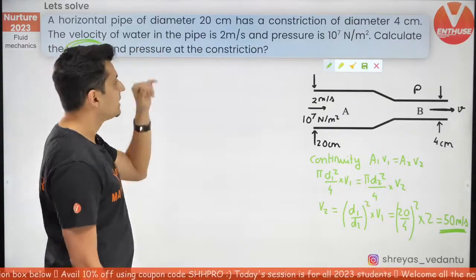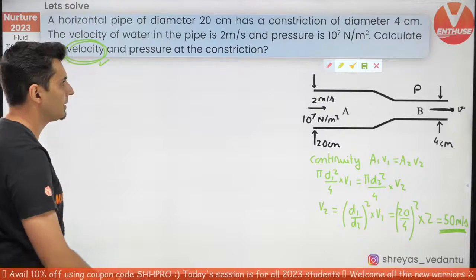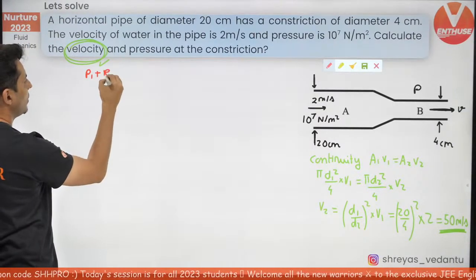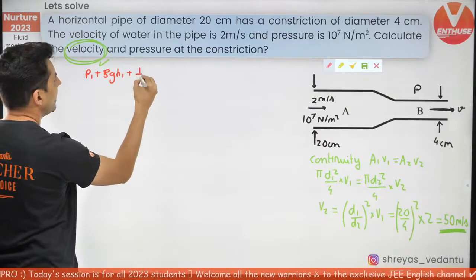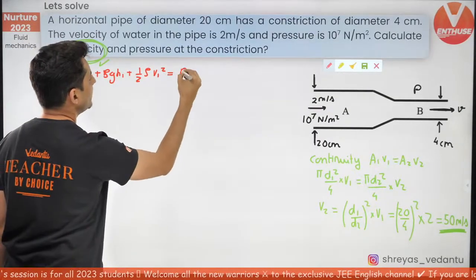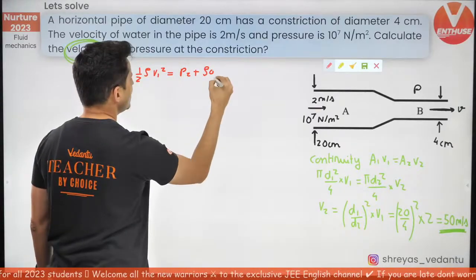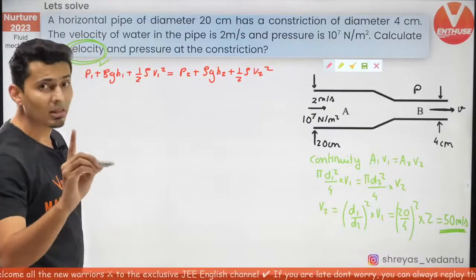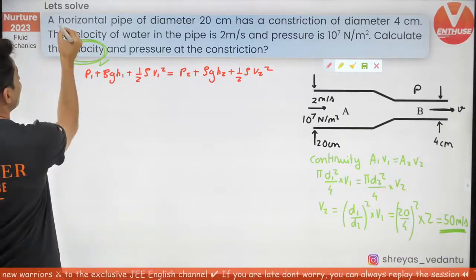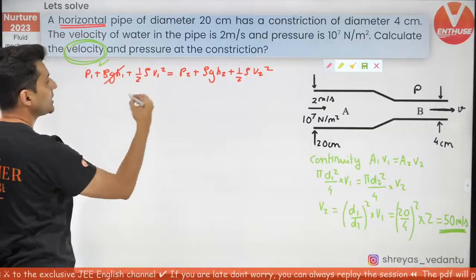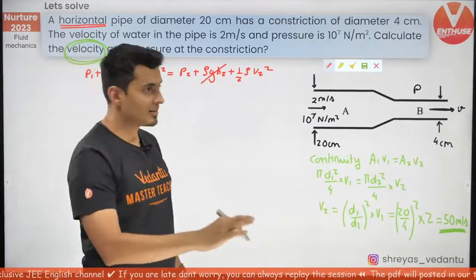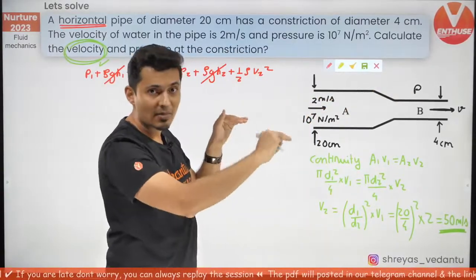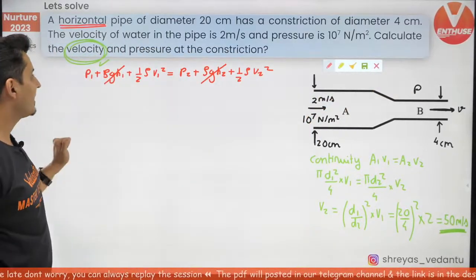Now the pressure. How do you find pressure? Use Bernoulli's principle. According to Bernoulli's principle, P1 plus rho g h1 plus half rho V1 square will be P2 plus rho g h2 plus half rho V2 square. The best part is it is a horizontal pipe. If it is a horizontal pipe, rho g h1 and rho g h2 cancel. The heights are the same. The center and that center are at the same height, so ignore the heights, they will just get cancelled.